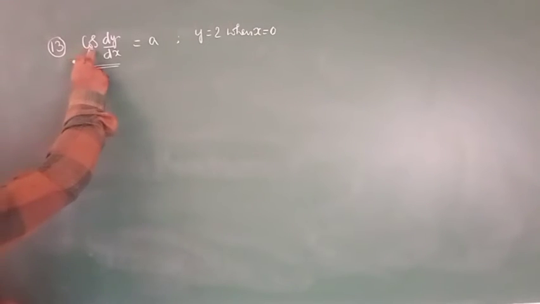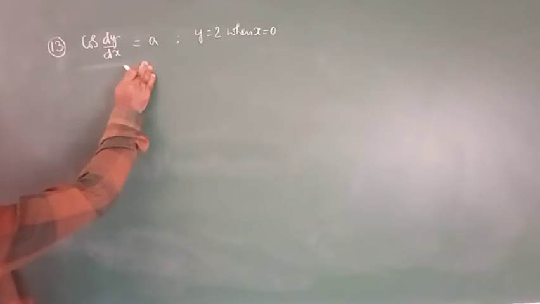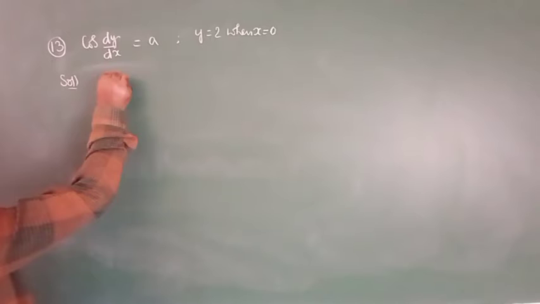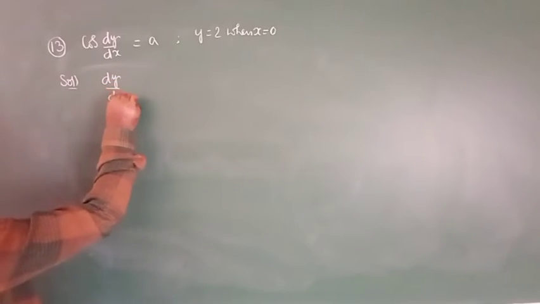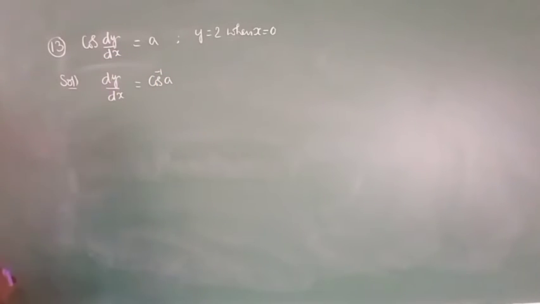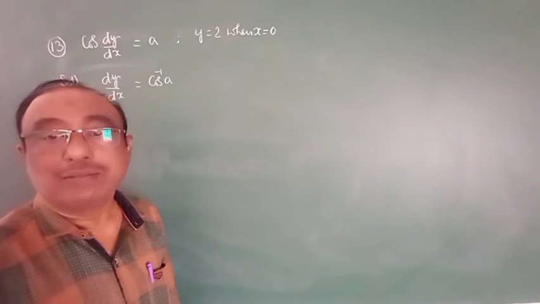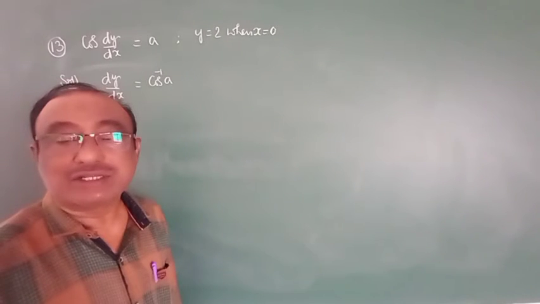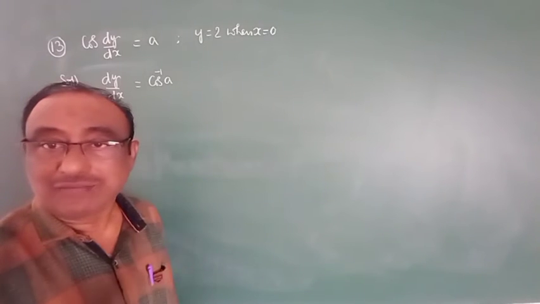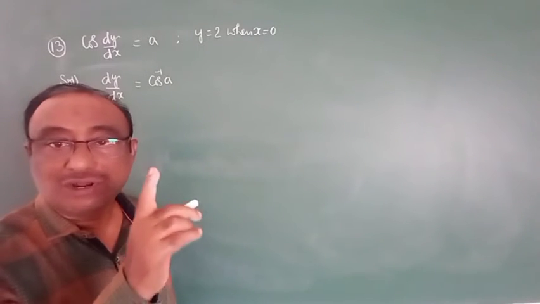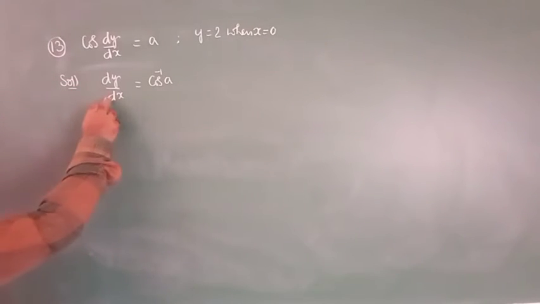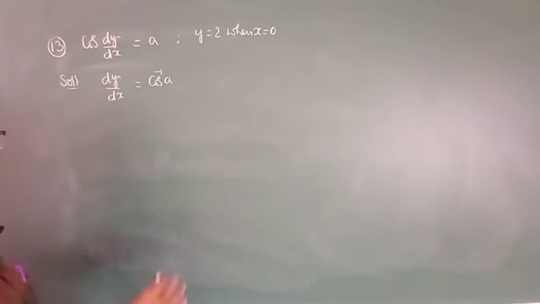For making the degree, bring cos to the right hand side: dy by dx is equal to cos inverse of a. Once again everyone listen. Cos of dy by dx has no degree because it is not a polynomial equation. Cos of an angle is defined; cos of dy by dx is not defined. E power of dy by dx is not defined. No degree. It is not a polynomial equation. For making it a polynomial equation, bring cos to the right hand side.